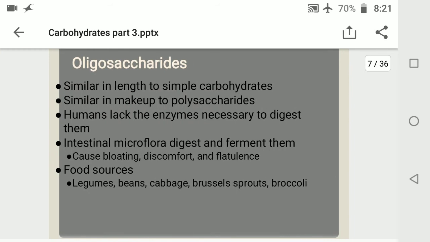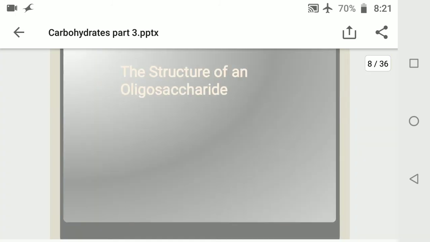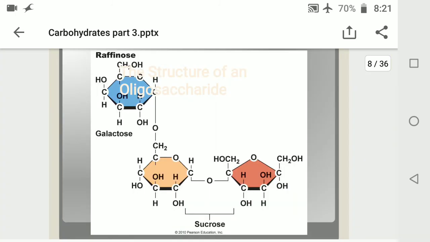Oligosaccharides are similar in length to the simple carbohydrates and similar in makeup to polysaccharides. Humans lack the enzyme necessary to digest them, so intestinal microflora digest and ferment them. It causes bloating, discomfort, and flatulence. Food sources include legumes, beans, cabbage, Brussels sprouts, and broccoli. As for the structure of oligosaccharides, raffinose is formed by the combination of galactose and a sucrose molecule.